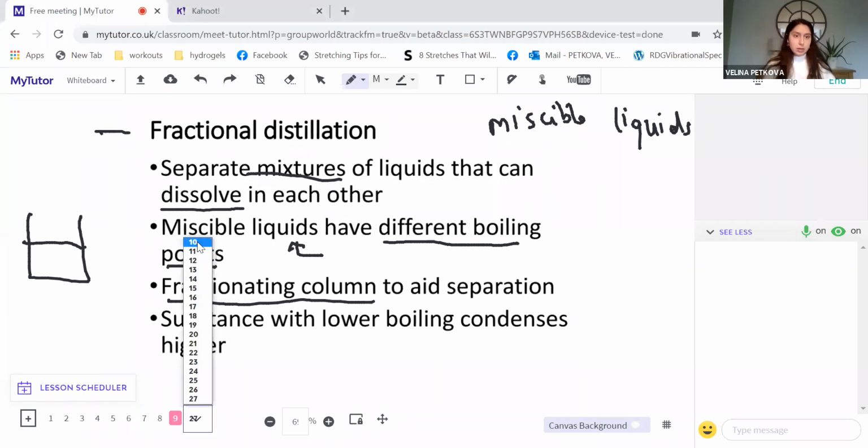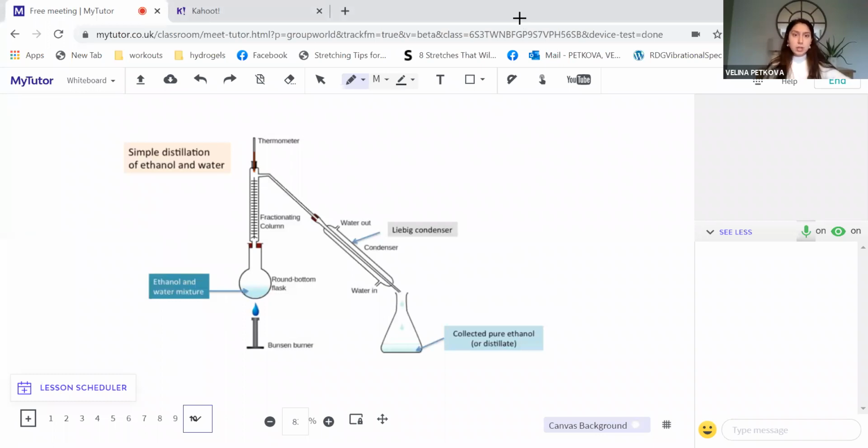Okay, so let's look at this example. This is what we call our fractionating column. As we can see, it's quite long. This is what helps us separate the two liquids from each other. In this case, we have a mixture of ethanol and water. These are miscible liquids, as you can see. We've mixed it completely here, and now we're trying to separate them. The boiling point of ethanol is 80 degrees. And the boiling point of water, as we all know, is 100.